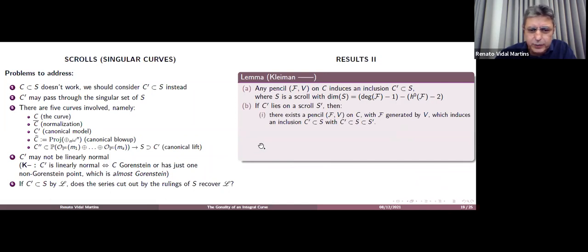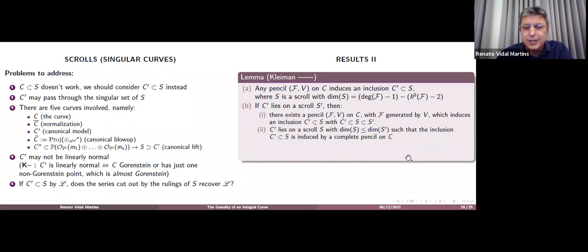And then we have a converse that if C prime lies on a scroll, then there exists a pencil on C with F generated by V, which induces an inclusion C prime on S with C prime on S and S on S prime. And then we refine this. I think this is a crucial part, that we can take C prime lies on a scroll S with smaller dimension, such that the inclusion is induced by a complete pencil on C. Here is, I mean, I think that this was the key.